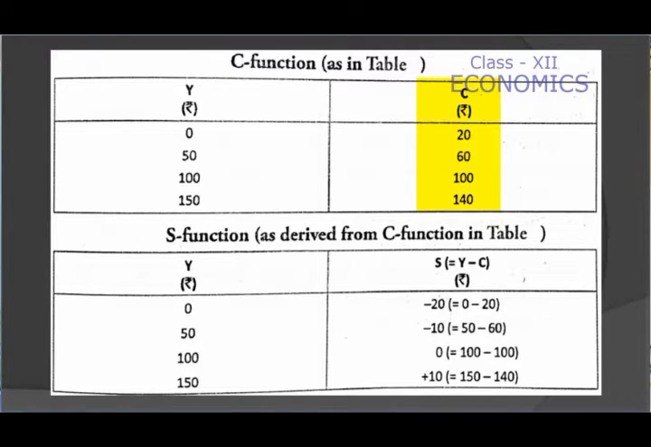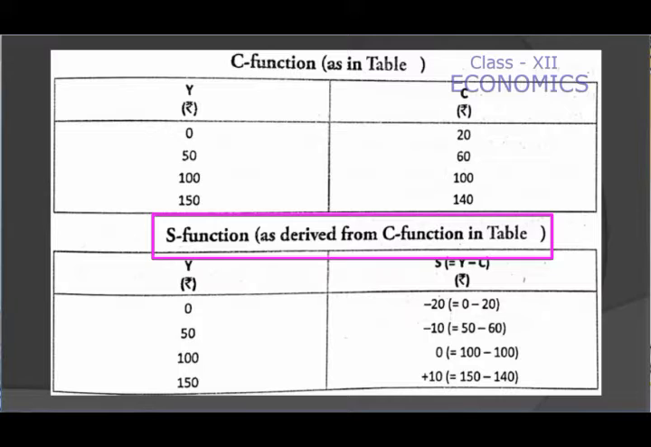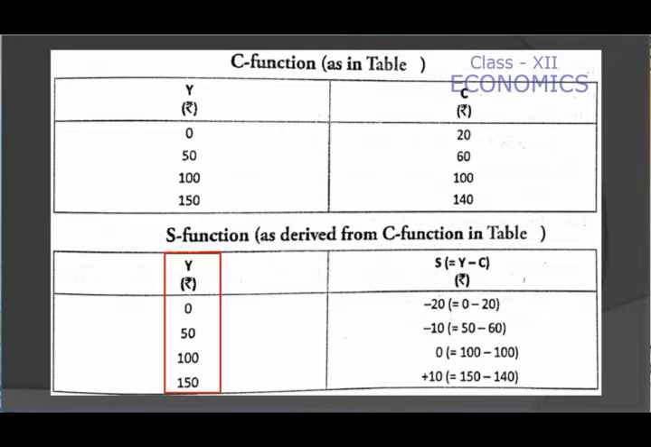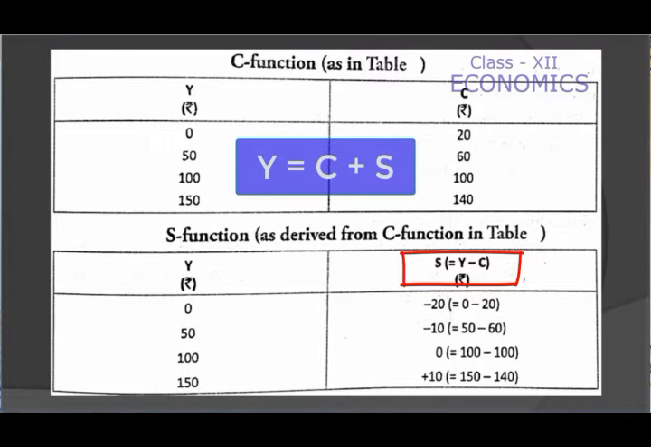Now we have one more schedule that shows the functional relationship between S and Y. That is what we call the saving function. Here we have the value of Y as already shown in the C function table, the same values, that is 0, 50, 100 and 150. And now look at the value of S. How is the value of S being derived? जैसे मैंने पहले बताया आपको, Y के मान को C और S को जोड़कर निकाला जा सकता है.